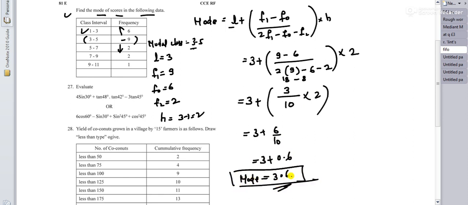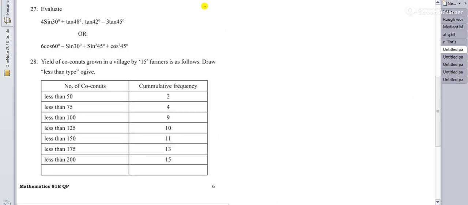Okay, so it's very simple. You can easily solve, and always try to solve the bracket first. Okay, then only you have to multiply this, and at last add this. Got it? Yes. So moving to next question, question number 27.